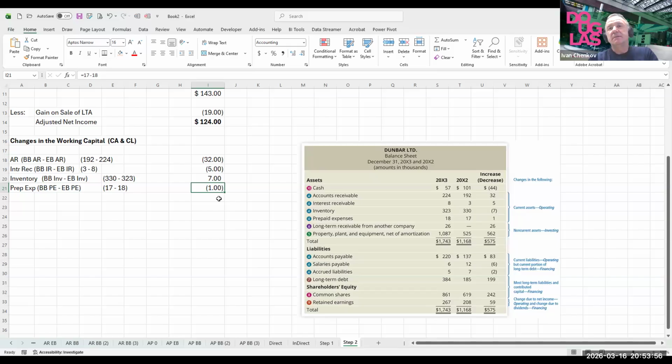Is there any more current assets? Are we done with the current assets? No more. We're done with them. Okay, perfect. Let's go with the current liability now. Accounts payable. Is that current liability? Yes. No questions about it. Let's go with accounts payable.